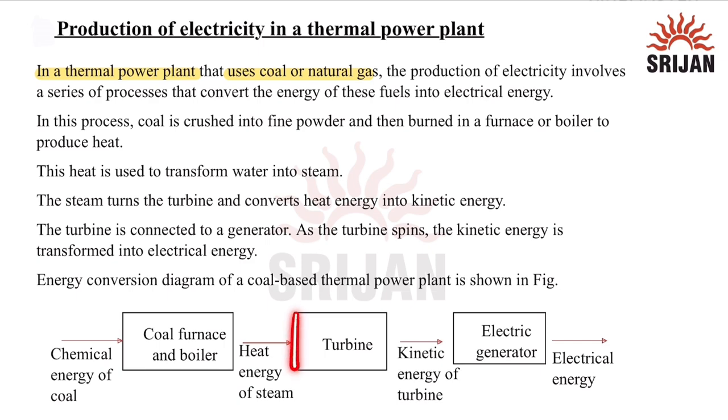Now this steam will turn this turbine and convert the heat energy into kinetic energy. The kinetic energy of the turbine gets converted through this electrical generator into electrical energy, and we get the final electricity we required.